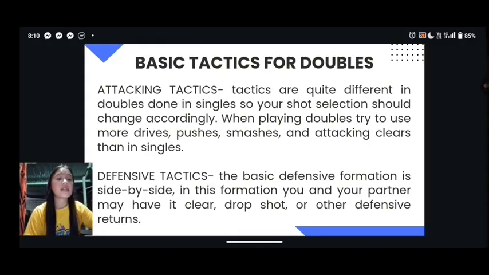Defensive tactics. The basic defensive formation is side by side. In this formation, you and your partner may hit a clear, drop shot, or other defensive return. If you and your partner are in the defensive side by side formation and you have to hit the shuttle to the side alley, anticipate that your opponent is going to hit back down the line or down the middle rather than to the far sideline. In this situation, use the crowding defense. The other partner should crowd in toward the center line.